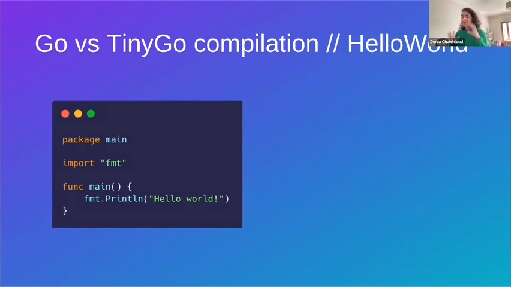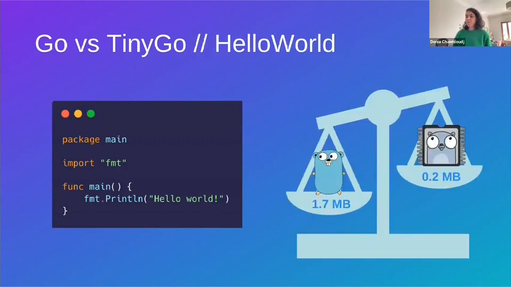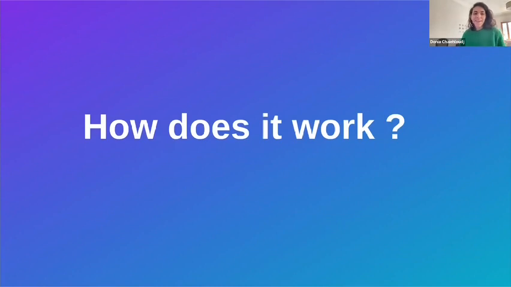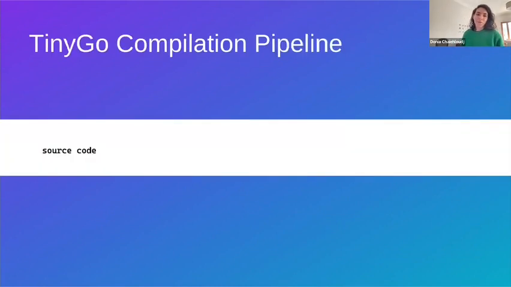I just wanted to show you the difference between the size of the file when you compile it with Go and TinyGo. So with Go, this is the Gopher here, the size is 1.7 megabytes, and compiled with TinyGo, the Gopher in the microcontroller here, it's 1.2 megabytes. So you can see that there is a huge difference actually between the two files. So let's see how it works, because it's not about cheating. It's all about compilation theory. I will go through it briefly.